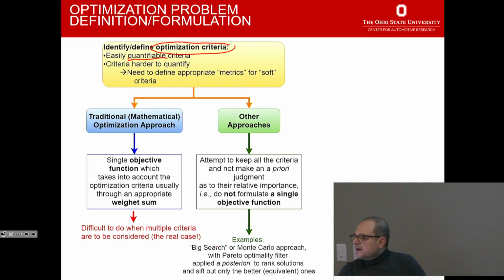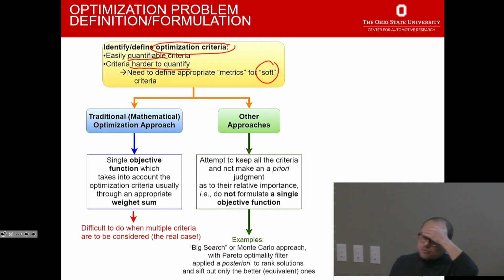Sometimes there are criteria that are harder to quantify. Let me call them soft criteria. You know, minimum fuel consumption, well, you can measure that: so many grams of fuel over a driving cycle. But performance, well, you can say 0 to 60 acceleration, maybe, but there are drive quality issues. There are other things that may not be as easy to quantify.